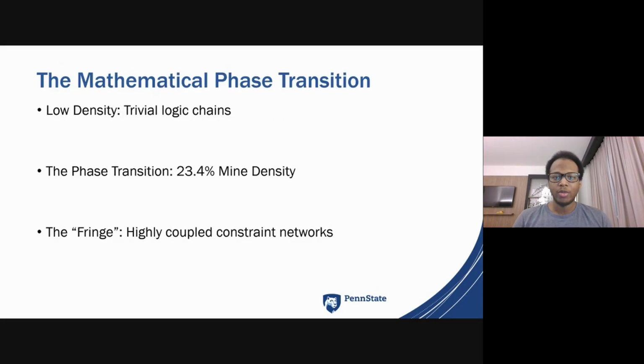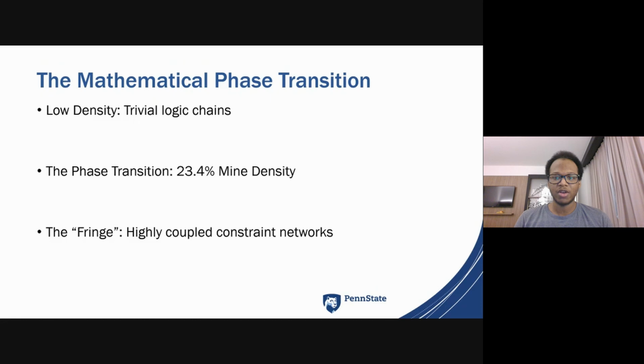When a board is relatively empty, let's say a 10% mine density, finding a safe move is trivial. The logic chains are short and easily resolved. But as mine density increases, the environment enters what complexity theorists call a mathematical phase transition. Much like water freezing into ice, the structural nature of the problem suddenly changes.